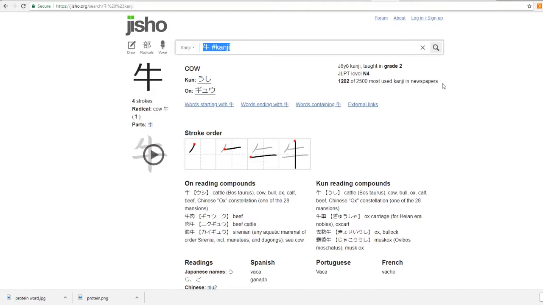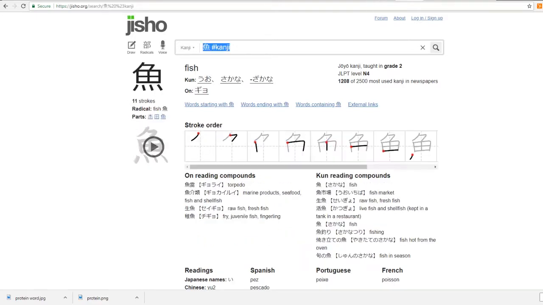It's pretty common, actually. They're saying it's 1202 out of 225,000 most commonly used in newspapers. But if you're going to restaurants and stuff, you'll see this all over the place for food. Whenever I go to Chinatown, I see this symbol a lot. So its kunyomi is going to be ushi, and its onyomi is going to be, I think this is gyu. Yeah, gyu.